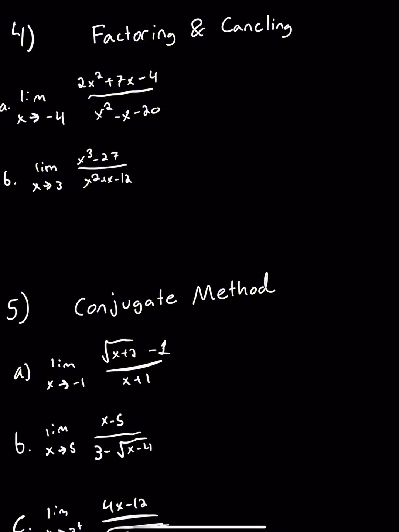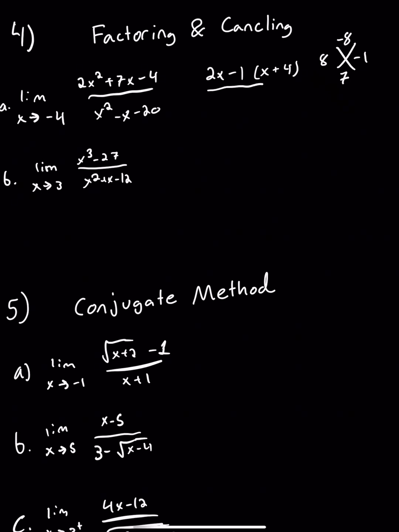So for this, we need to know 2 times that would be, so it needs to be equal to negative 8 and 7, and that's just going to be 8 minus 1, okay, and then divided by 2. So it's going to be equal to 2x minus 1 times x plus 4.